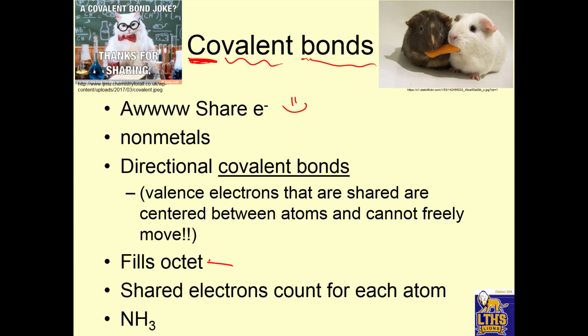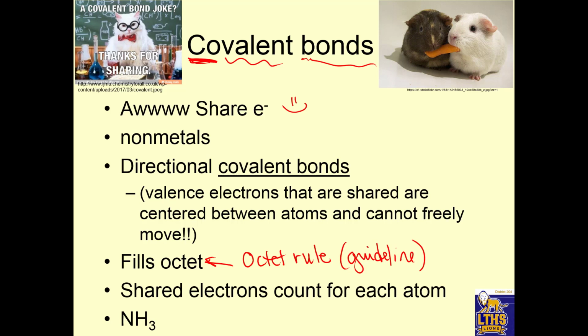So one of the rules is the octet rule, a guideline to help us decide how the atoms are going to share electrons so that they can have 8, all right? When electrons are being shared, it counts for both. So this carat's being shared, so this, I think it's a gerbil, this gerbil gets some of the carat, that gerbil gets some of the carat. And so they're sharing, so it counts for both of them.